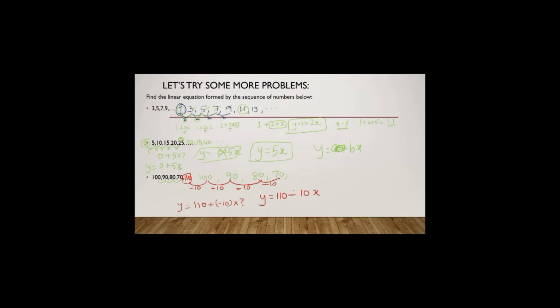If you have written 110 plus minus 10x, that's okay. But if you want to be very, very specific and truly mathematical, then you should have written this plus and minus together as minus 10x. So this is supposed to be your final answer. I hope you understood this. Bye-bye.